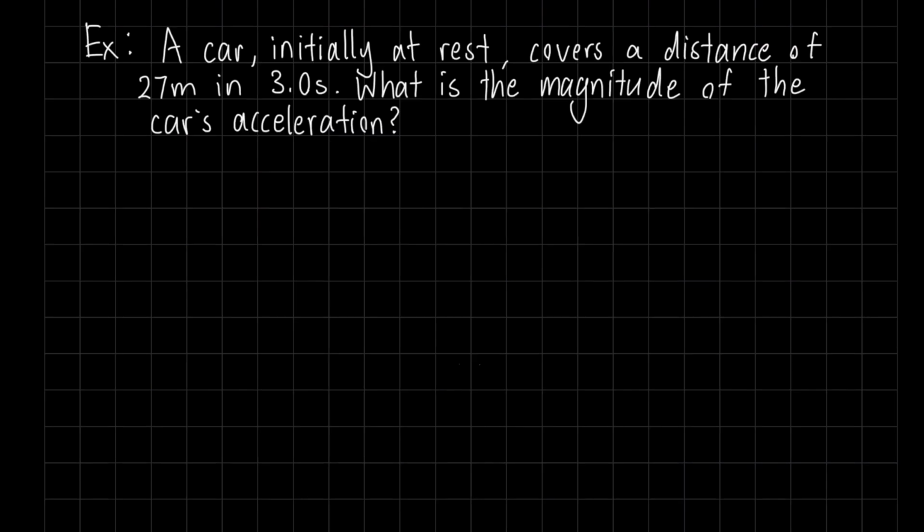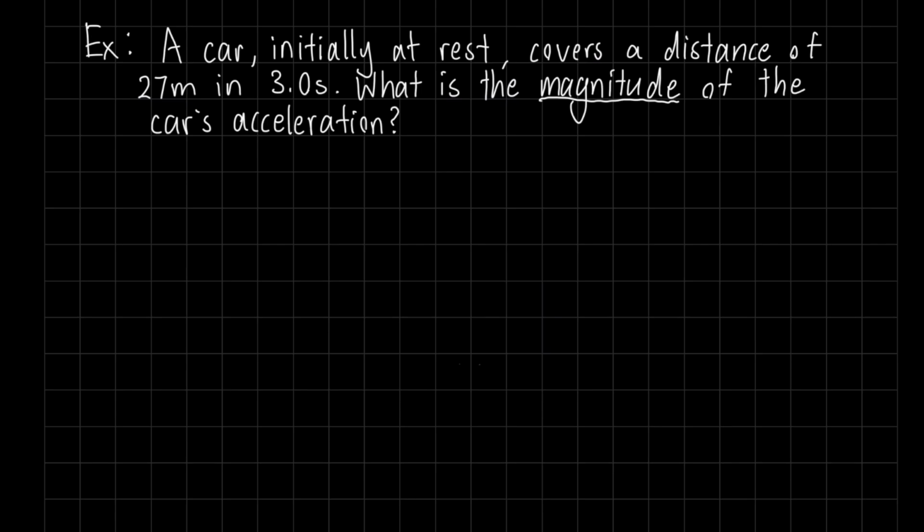All right, so now let's apply the steps that I've given you to an actual question. A car, initially at rest, covers a distance of 27 meters in 3 seconds. What is the magnitude of the car's acceleration? You realize that they write magnitude here because they're only worried about the value. The reason for this is they didn't actually give you a direction. They didn't tell you if this is 27 meters to the left, to the right, or whatever. So you don't actually know the direction, so you just give it as a value.